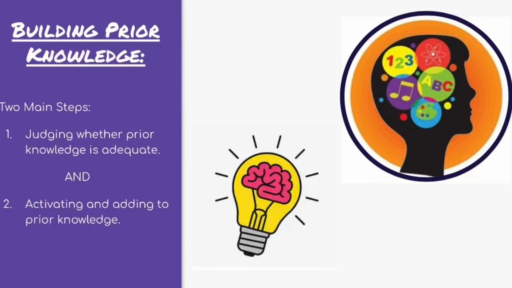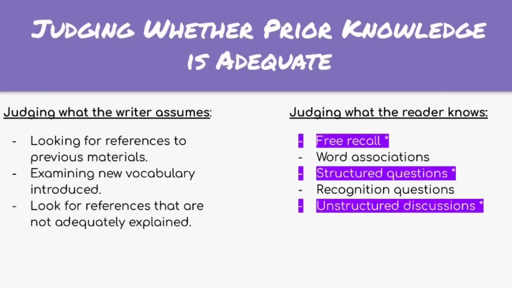Now, there are two main steps when building prior knowledge. Step 1 is judging whether prior knowledge is adequate, and Step 2, activating and adding prior knowledge. Let's take a look at these two steps a little more closely. Judging whether prior knowledge is adequate. When judging whether prior knowledge is adequate, we are judging two main things. We are judging what the writer assumes, and judging what the reader knows.